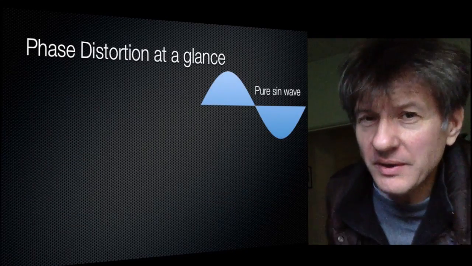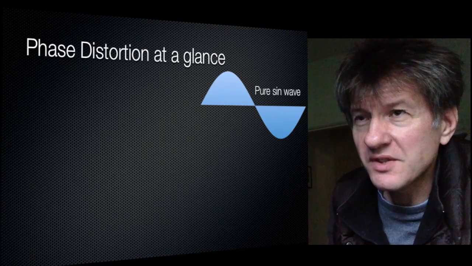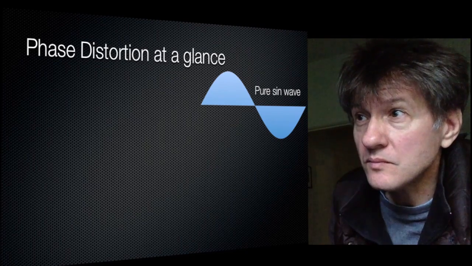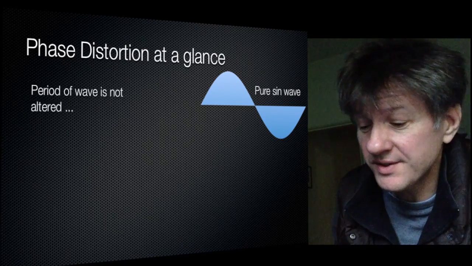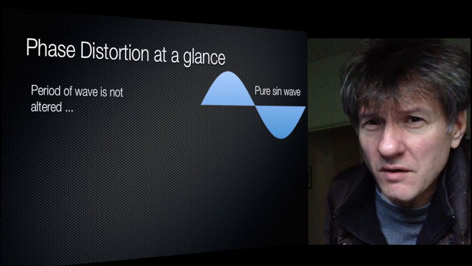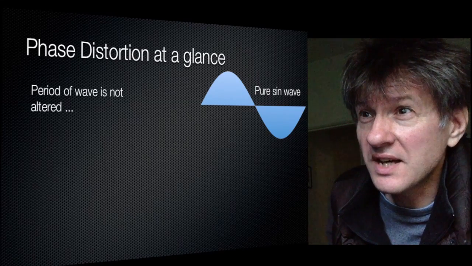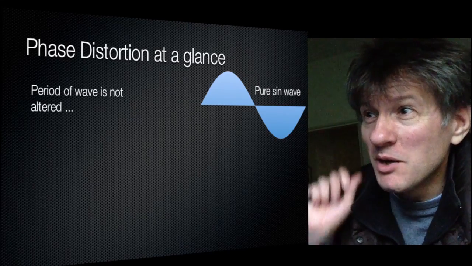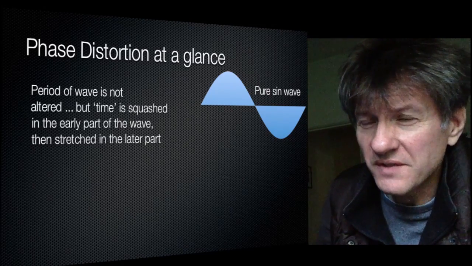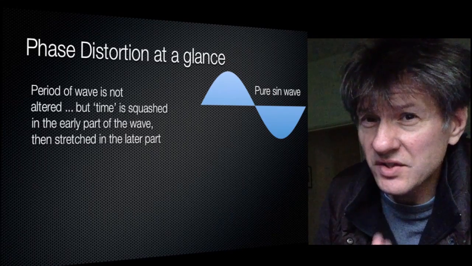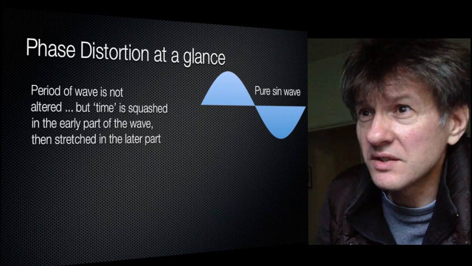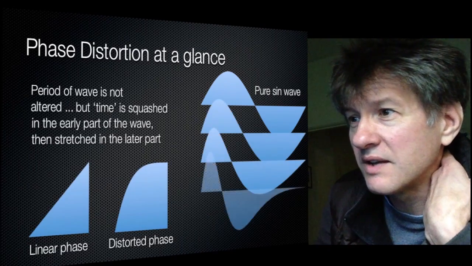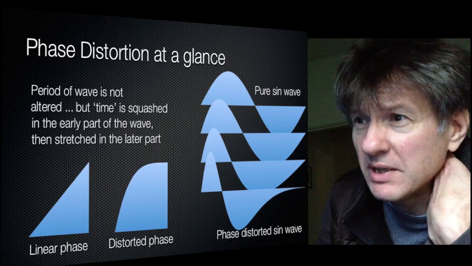Phase distortion. I'm going on about phase distortion a lot. What is it all about? So here is a sine wave for you all. Now, when we apply phase distortion to this sine wave, the period of the wave isn't altered, so end to end, it lasts the same amount of time. But what we do is squash the notion of time early in the wave and stretch time late in the wave. So watch this transition. You can see us phase distorting. So bottom left is effectively linear phase, undistorted time.